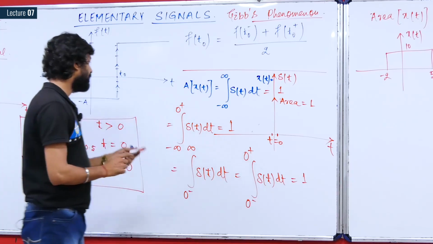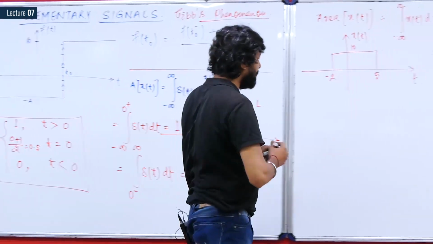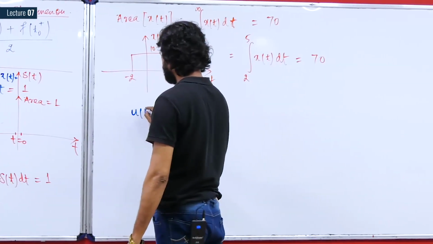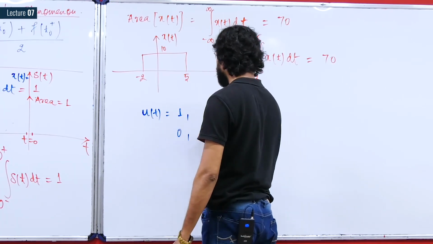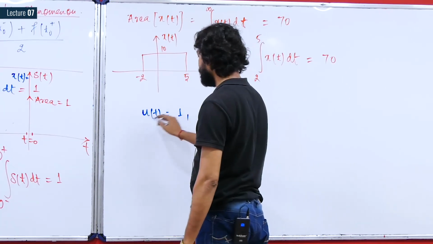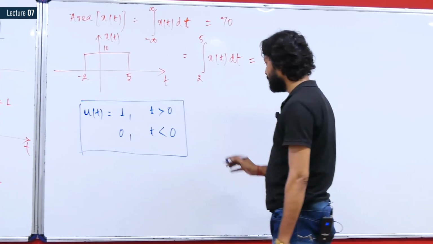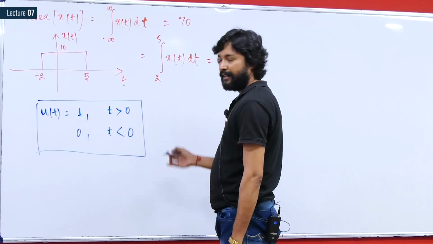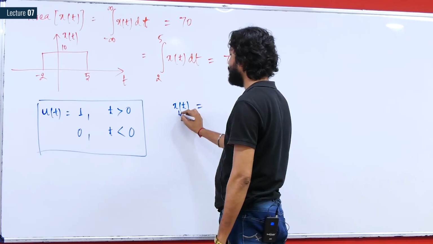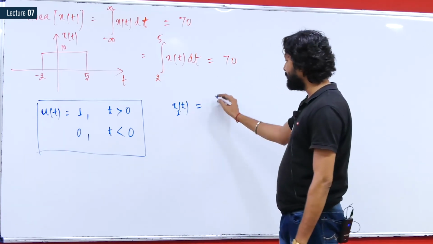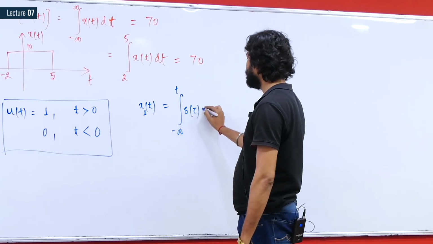So if you see here, what you have written is that u(t) is equal to 1 if t is greater than 0, and u(t) is equal to 0 if t is less than 0. You have written the definition of this unit step function. Now if you write any function, let's say x1(t), let it be a function which is given as integration from minus infinity to t of δ(τ) dτ.